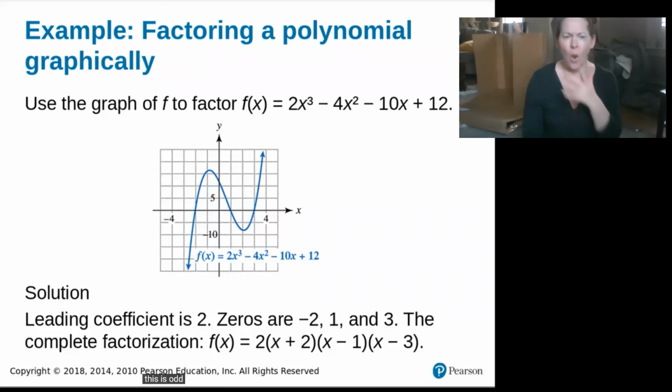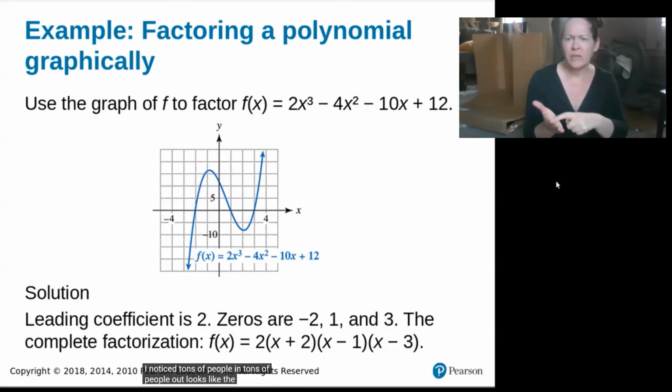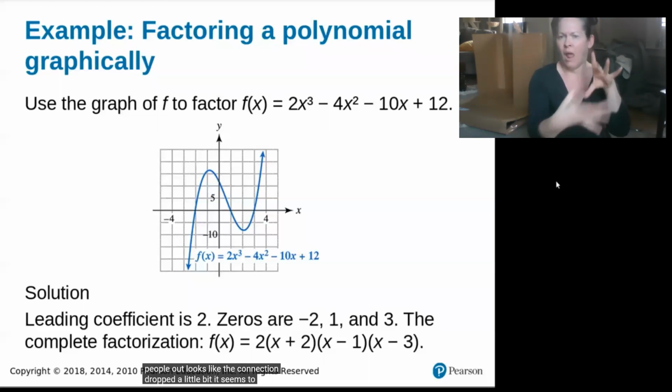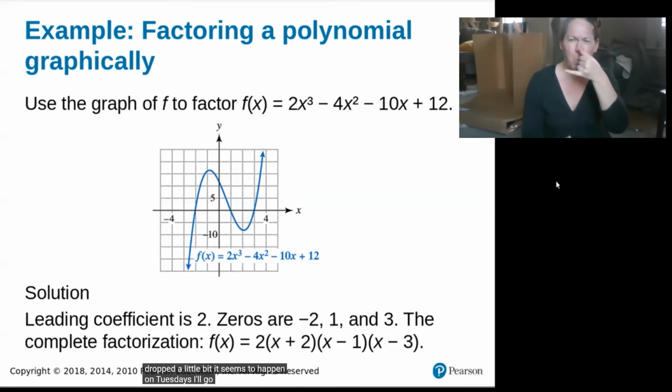I noticed tons of people in, tons of people out. Looks like the connection dropped a little bit. This seems to happen on Tuesdays. I'll go back and review this and re-record anything that's missing in it and post that up. My apologies for that. I saw the connection drop and I re-added it. I was about to say, at least we didn't get mauled by any stalkers or crazy internet trolls this time around, but we might have had the attempt and I lost the connection in the middle of it there.